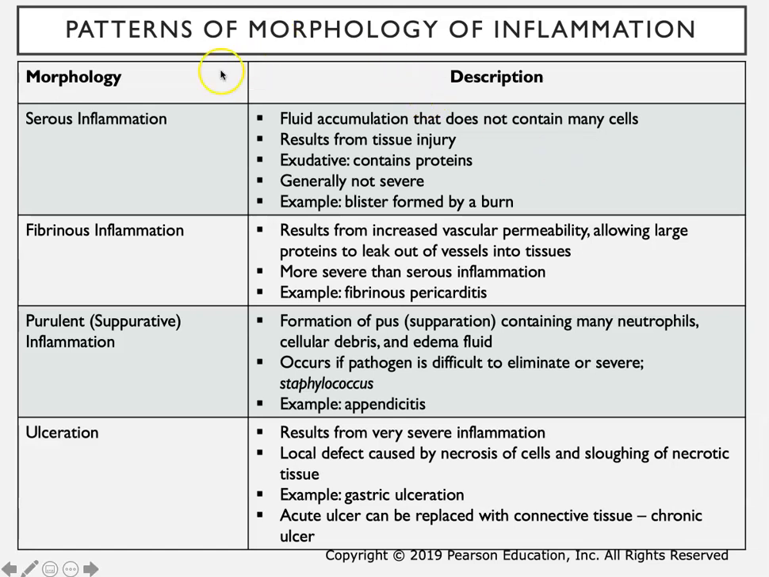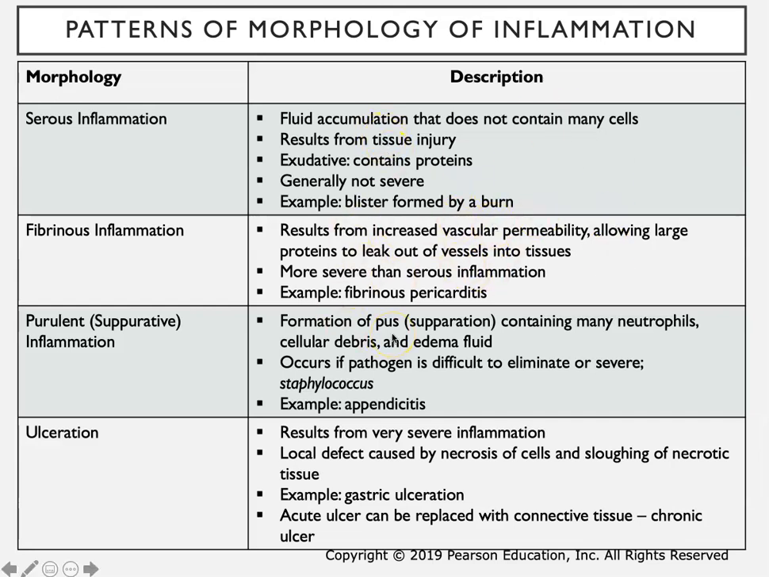We talk about fibrinous inflammation. This results from increased vascular permeability. What do we mean by increased vascular permeability? We're talking about the blood vessels, and the permeability is increased. Therefore, large proteins that normally would not get out of those blood vessels can leak out of the vessels into the tissues. This is more severe than serous inflammation.